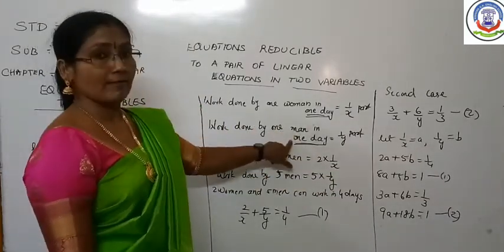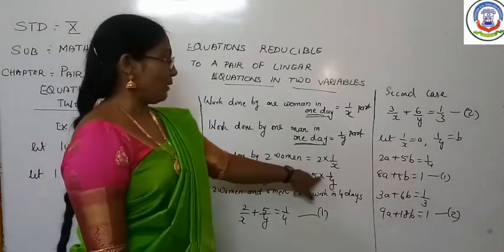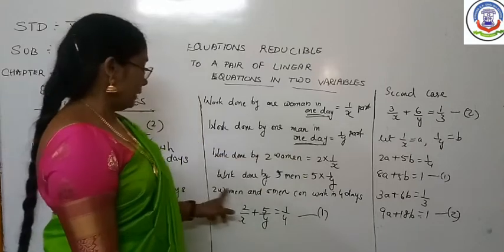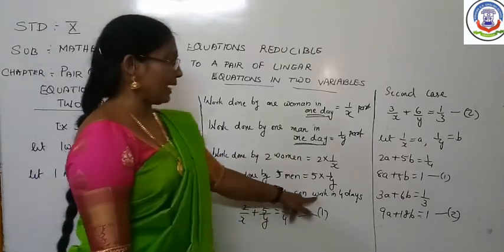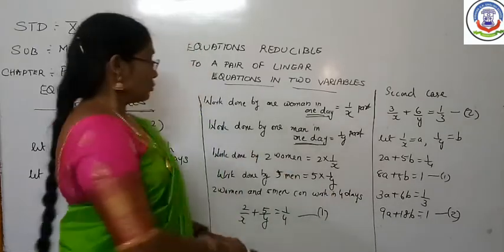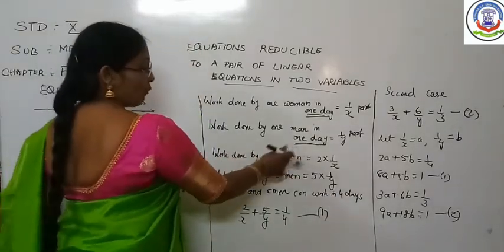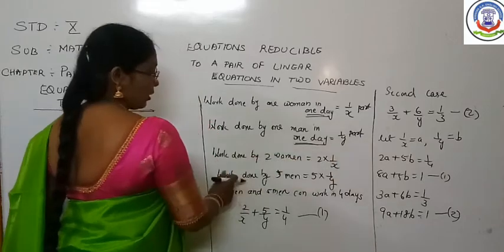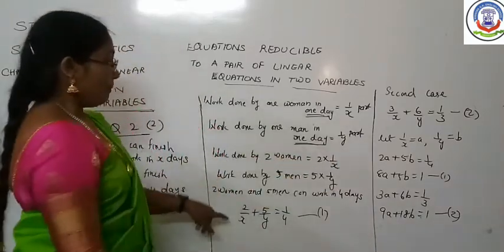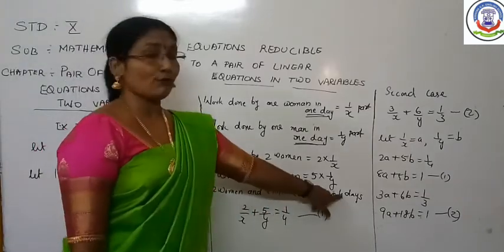These all are the 1 day cases. Work done by 5 men in 1 day is 5 into 1 by y. Now, 2 women and 5 men together can work in how many days? Told, 4 days. The 2 women can work in 1 day, it is 2 into 1 by x. Work done by 5 men in 1 day is 5 into 1 by y. But you have got that answer in 4 days.